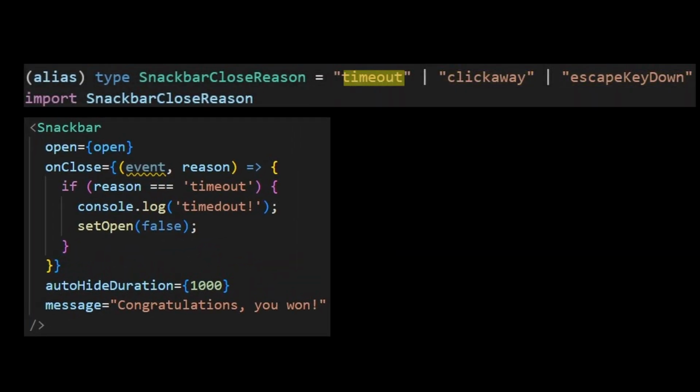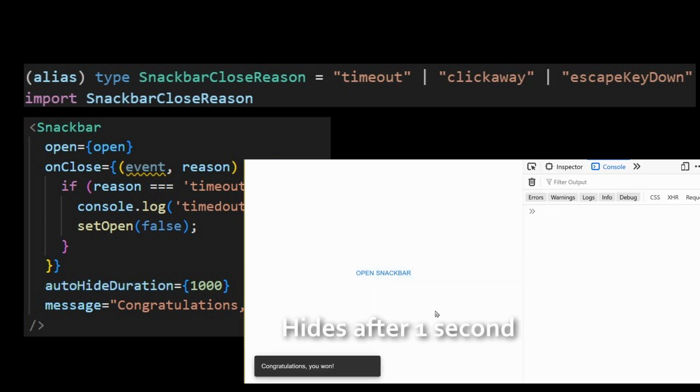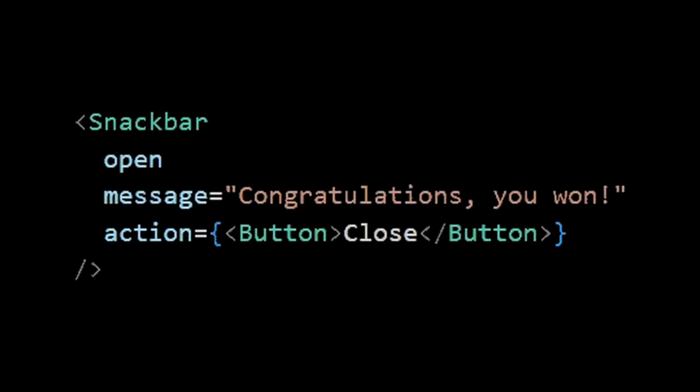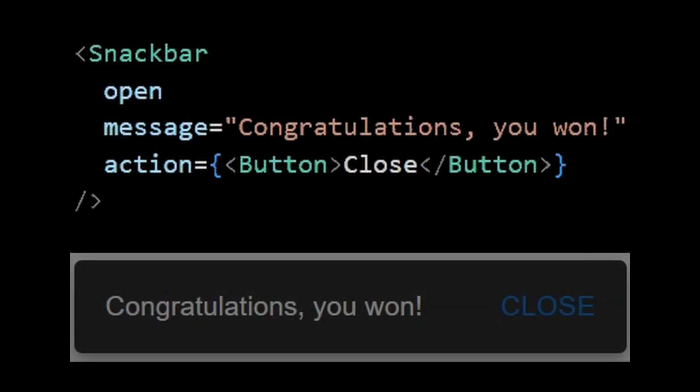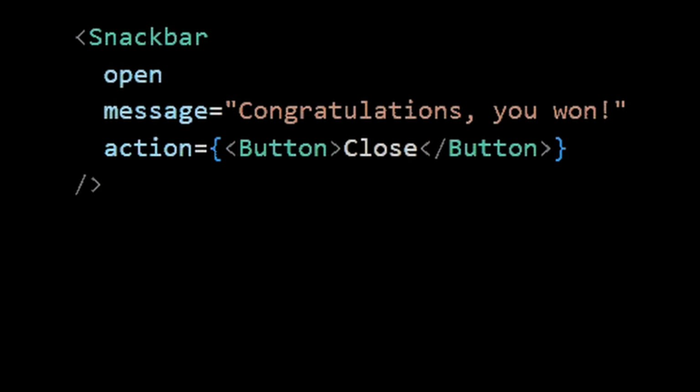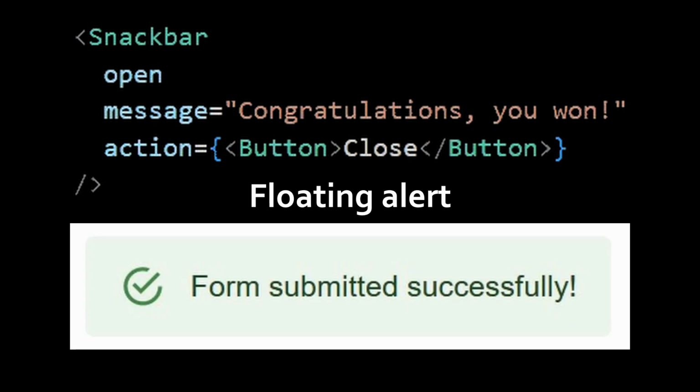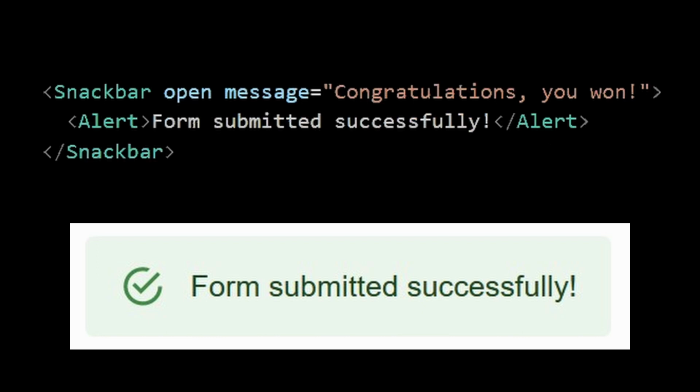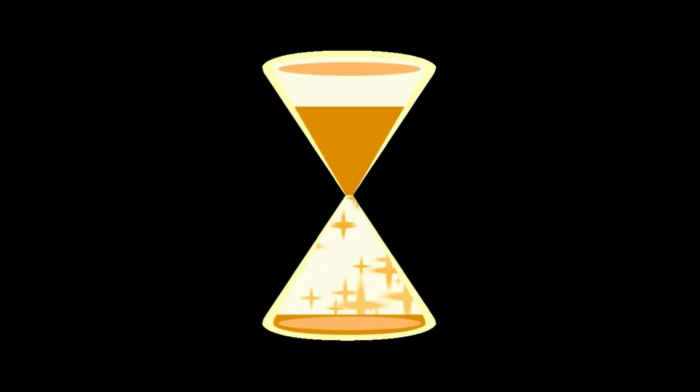As for the timeout, it is called when the auto hide duration property's value is reached after a certain amount of milliseconds. Just like the alert component, you can provide an action prop to render an element at the end of the snackbar. Usually, you do not need to provide a children for the snackbar, but if you wish to have a customized snackbar, you can do so, like adding an alert to it, and this will replace the message prop. Let's get into the loading components.